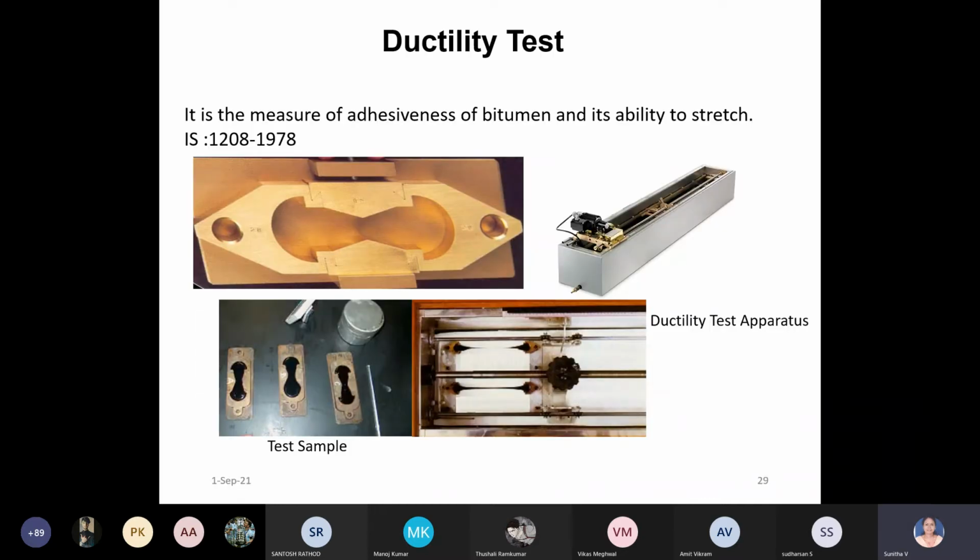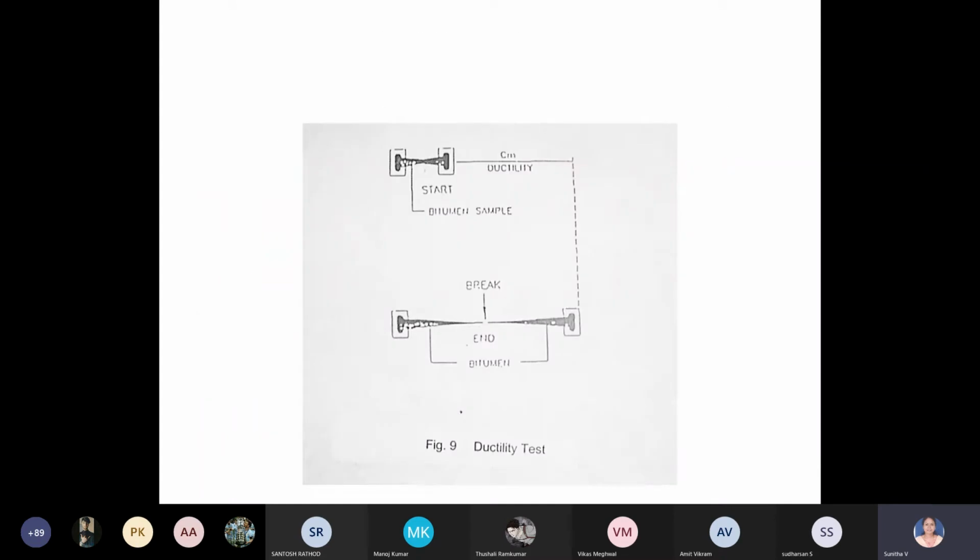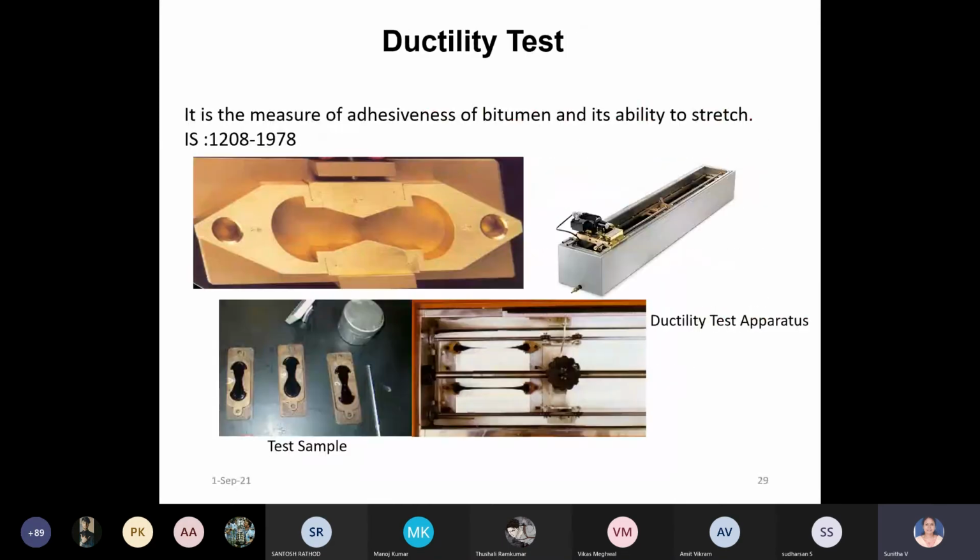The next test is ductility testing. It's a measure of adhesiveness of bitumen. You are finding the ability to stretch, how much you can stretch the bitumen. That property you are checking in this. So this is the setup, called the ductility testing machine.